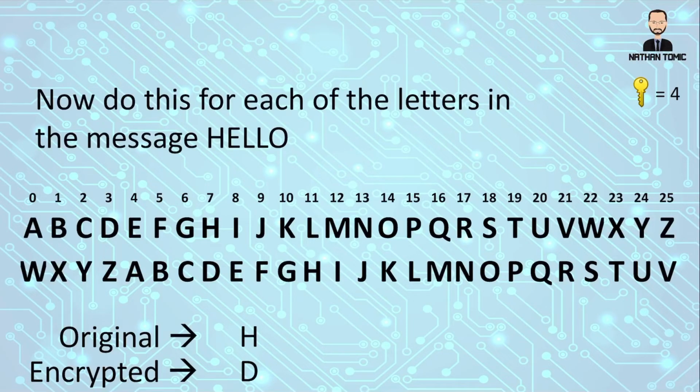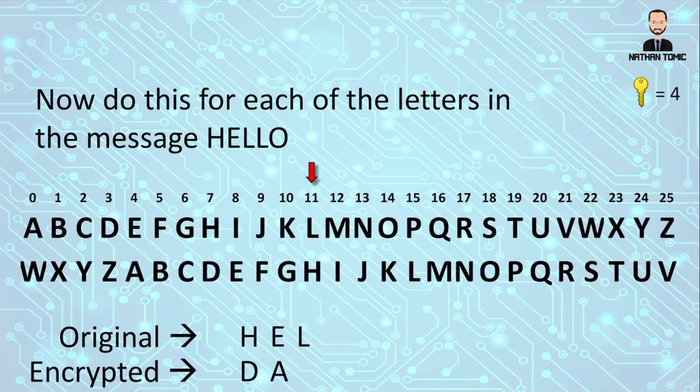So now we're going to do this for the rest of the letters in the message hello. So we've done the H. Now we're going to do the E. So we start by looking in the top row for the E. It's in position 4. We look directly below it and see which letter is in our shifted alphabet, and that is the letter A.